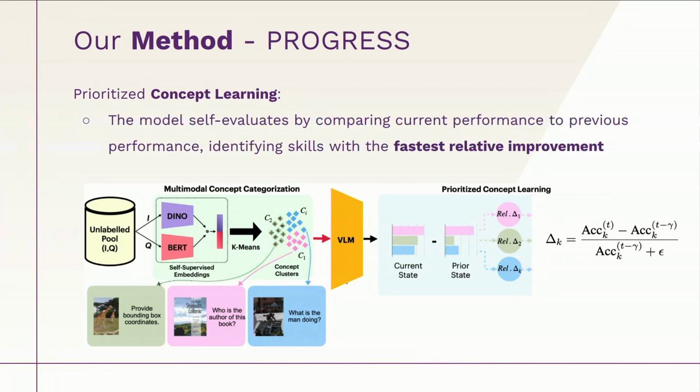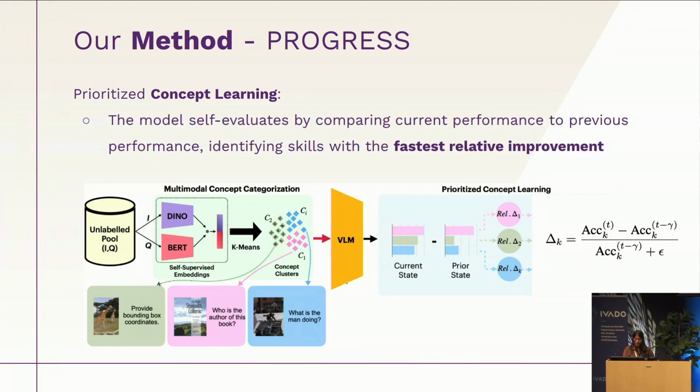Okay? And then basically, the way we do this selection is keeping track of the accuracy change for these clusters over iterations, and we actually keep track of relative accuracy change, because a 10% improvement for easier skills is not as effective as a 10% improvement for harder skills, right? So we want to encourage that. So yeah, this is our selection function.